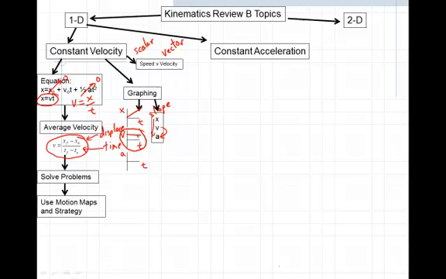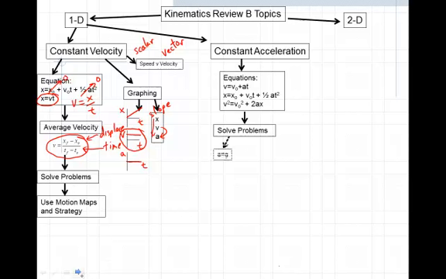Then there are also constant acceleration problems. These are the three equations. You need to memorize those three kinematics equations. You need to be able to solve problems where the acceleration is not equal to gravity, and problems where the acceleration is equal to gravity. So essentially, these would be the gravity problems, and the other would be the non-gravity problems. Free fall is what they're called sometimes. And again, we would use the motion maps and the strategy to solve those types of problems.